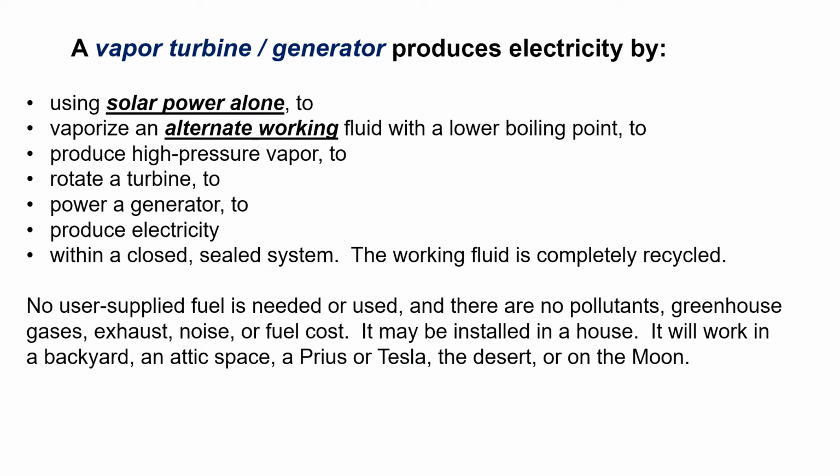By contrast, a vapor turbine generator produces electricity by using solar power alone to vaporize an alternate working fluid with a lower boiling point, to produce high-pressure vapor, to rotate a turbine, to power a generator, to produce electricity within a closed, sealed system. The working fluid is completely recycled. No user-supplied fuel is needed or used, and there are no pollutants, greenhouse gases, exhaust, noise, or fuel cost.